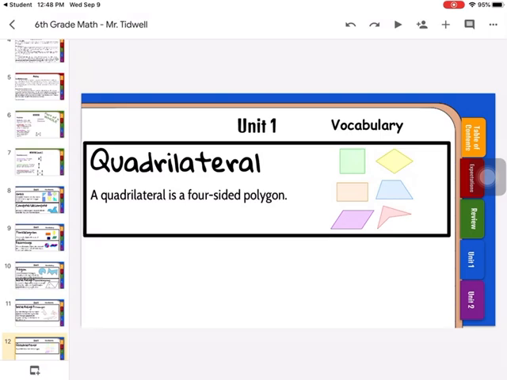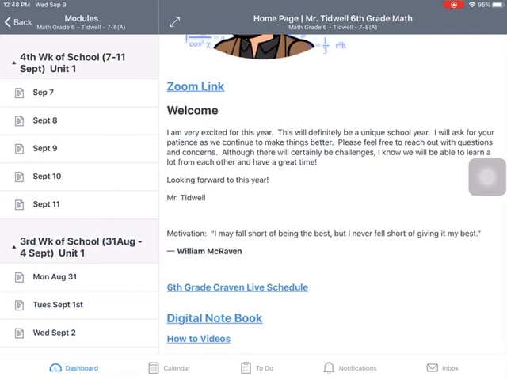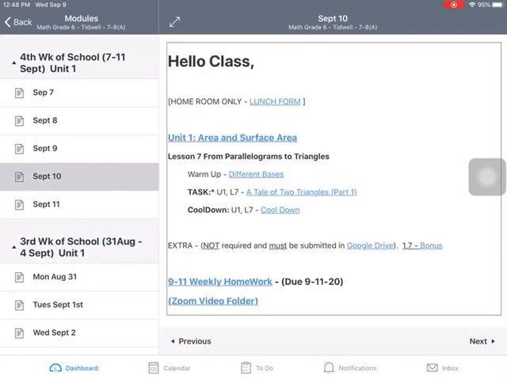Okay, so the next thing we're going to do is go back to Canvas, and we're going to look at today's task. So we've got a couple ways to do that. We could go to the announcements in the playlist, or we can just go into module and then click today's date, which will be September the 10th. That's the lesson that we're on today. And then I'm going to look at our task for today, a tale of two triangles.